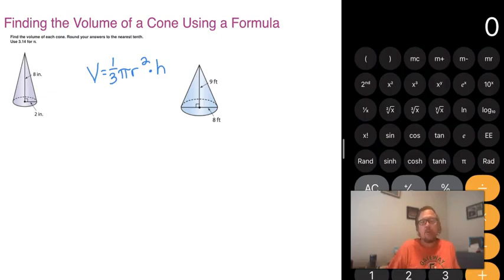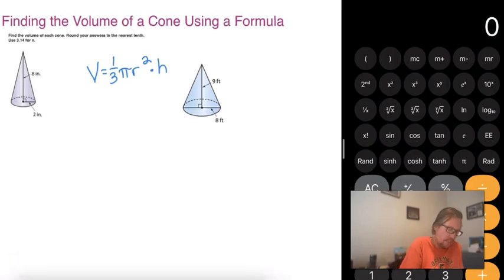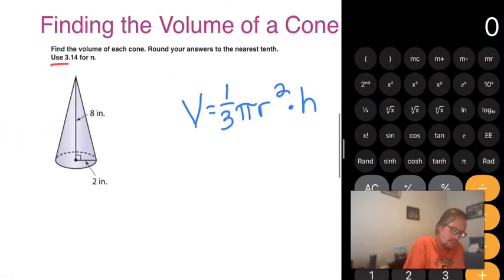We just need to know two numbers. What is the radius of the cone? What is the height of the cone? And then what are we going to use for pi? Are we going to use the pi button? Are we going to use 3.14? Are we going to use 3.14159? Are we going to use 22 sevenths? Almost every single time we use 3.14. And in fact, when we read this problem, we can see right up there in the very last sentence, it says use 3.14 for pi.